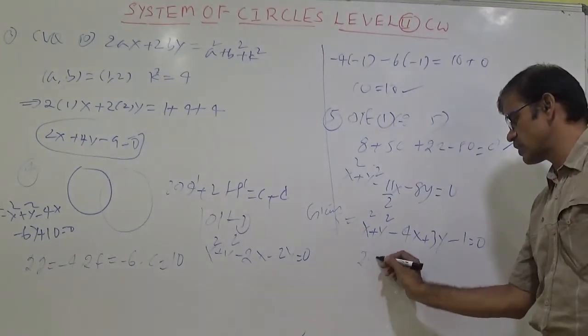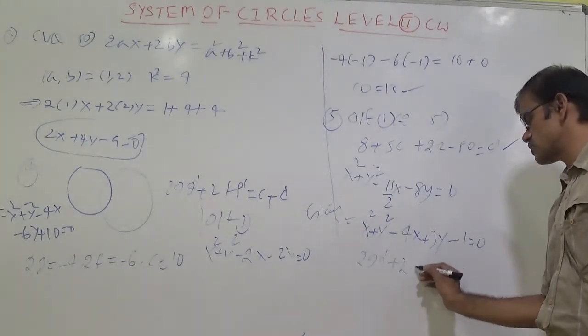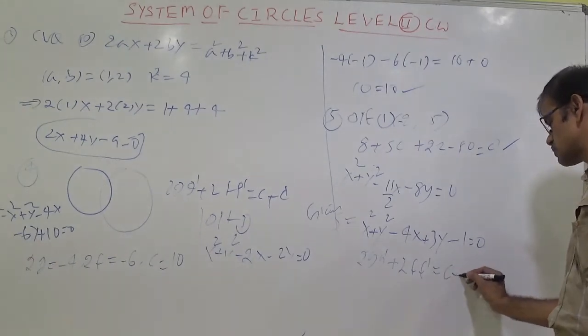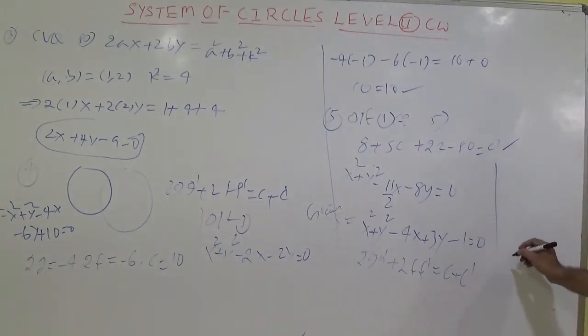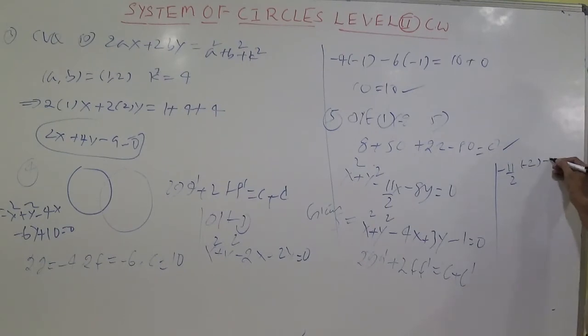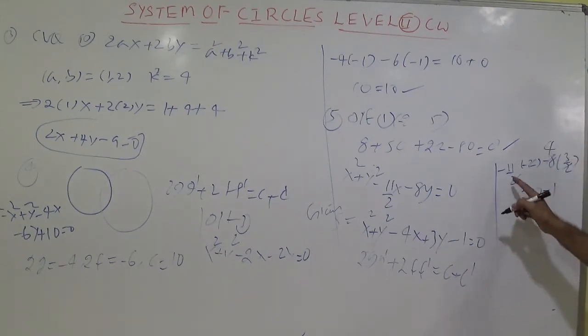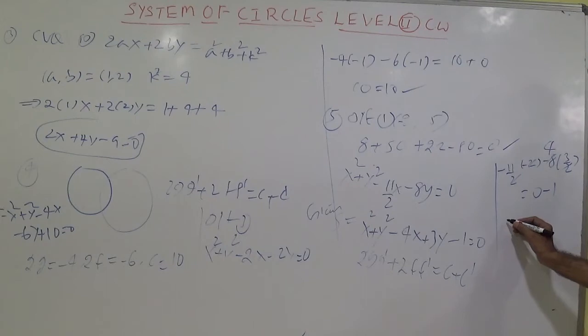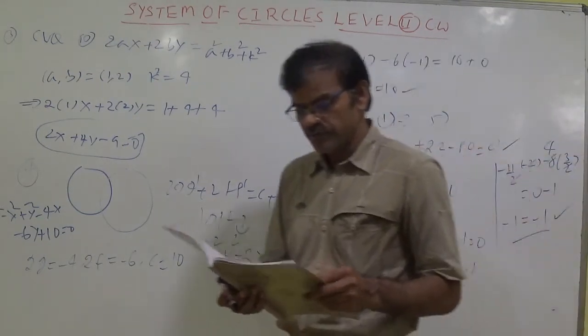Let us verify the condition 2g g dash plus 2f f dash equal to c plus c dash. Here 2g meaning minus 11 by 2 into g dash meaning minus 2, 2f meaning minus 8 into f dash meaning 3 by 2 is equal to 0 minus 1, we can write. This 2 and 2 will get cancelled. This 2 will divide 4 times. 11 minus 12, so minus 1 equal to minus 1. Verified, first option.